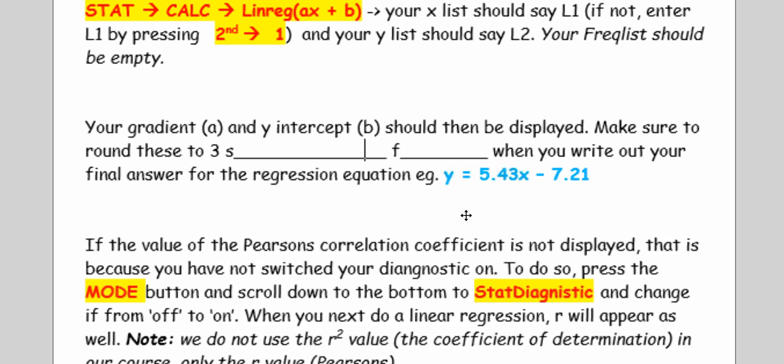Some people write out what a is, they write out what b is, but they forget to put it in the equation. So that's the equation for the line of best fit. Yeah, good. Exactly. Because lines of best fit are y equals mx plus c, but in our calculator, they say y equals ax plus b, just because that's the way the TI-84 expresses it. So our c is our y-intercept, negative 7.21, and 5.43 is our gradient, rounded to 3 sig figs. It says your gradient a and y-intercept b should be displayed. Make sure to round these to 3 significant figures.